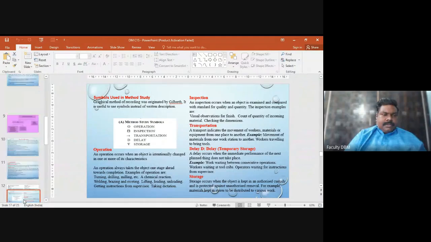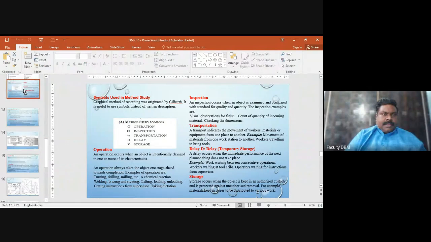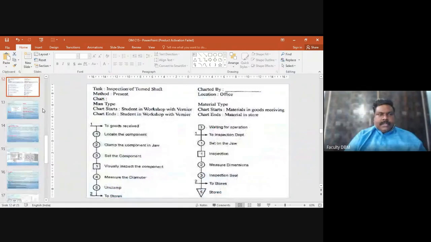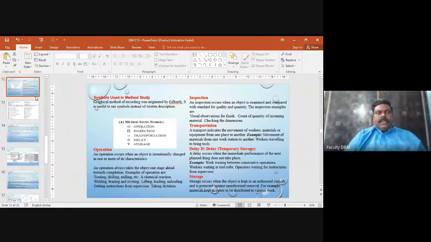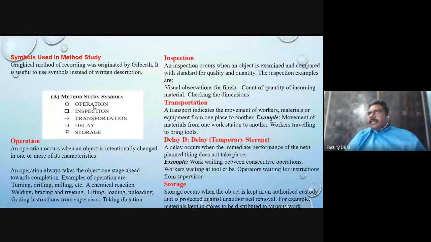So after this, I think here. So we have seen this before this. See here, now it is correctly placed. So the study symbols are operation, inspection, transportation, delay, storage.